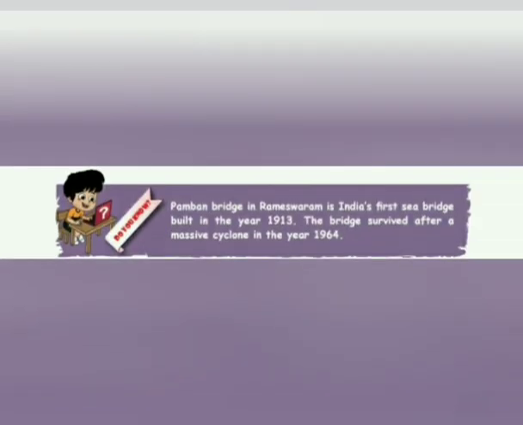Let us know the special features of the Pamban Bridge. The Pamban Bridge in Rameshwaram is India's first sea bridge, built in the year 1913 before independence. The bridge survived after a massive cyclone in the year 1964.